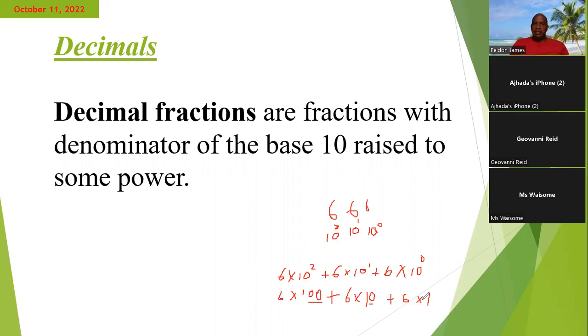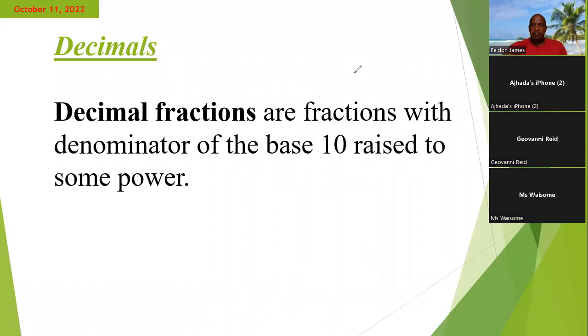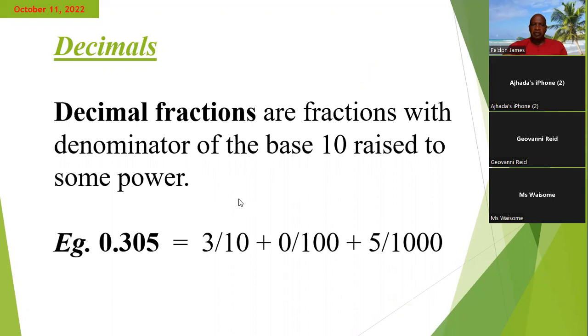All right. Yes, sir. So here we say decimals are fractions with denominators of the base 10 raised to some power. And I would have gone through explaining to you that the whole number section would be, actually, let me clear this. All right, so the whole number section would be before the decimal point, and the fractional section comes after the decimal point. So these numbers that come after the decimal point, they are pretty much fractions where the denominator is some power of 10. Now the first digit after the point is over 10 to the 1.